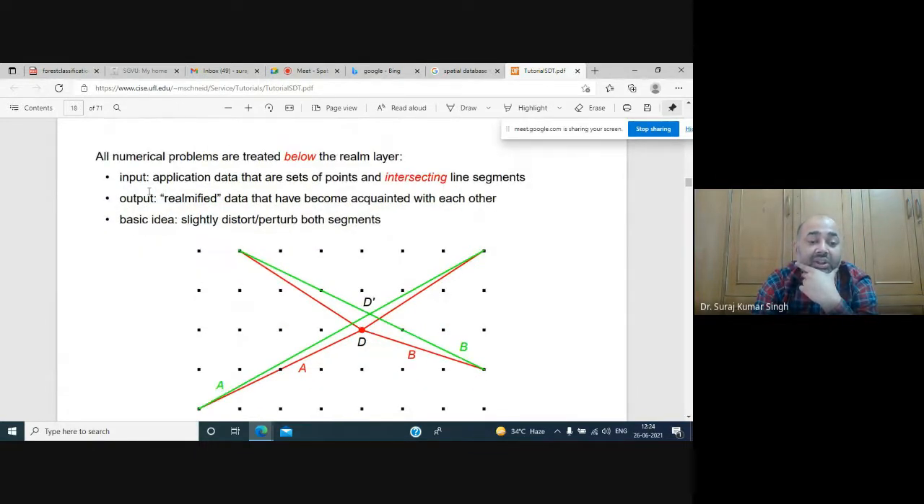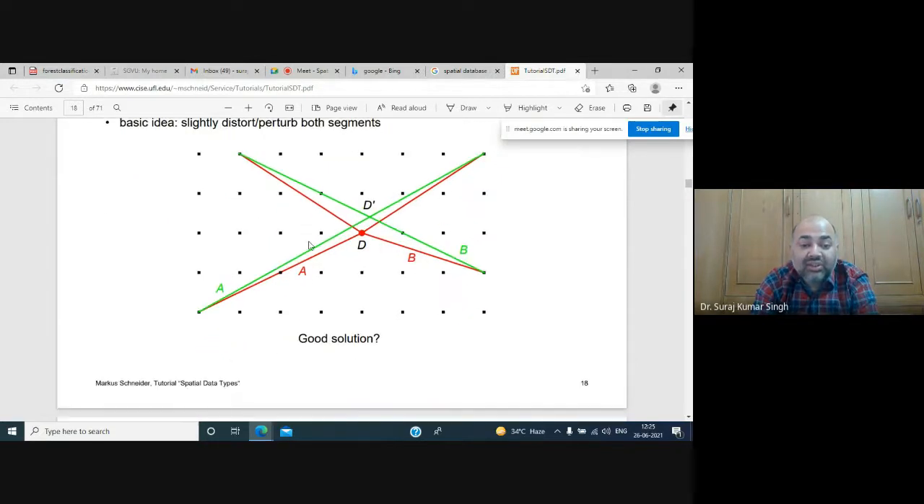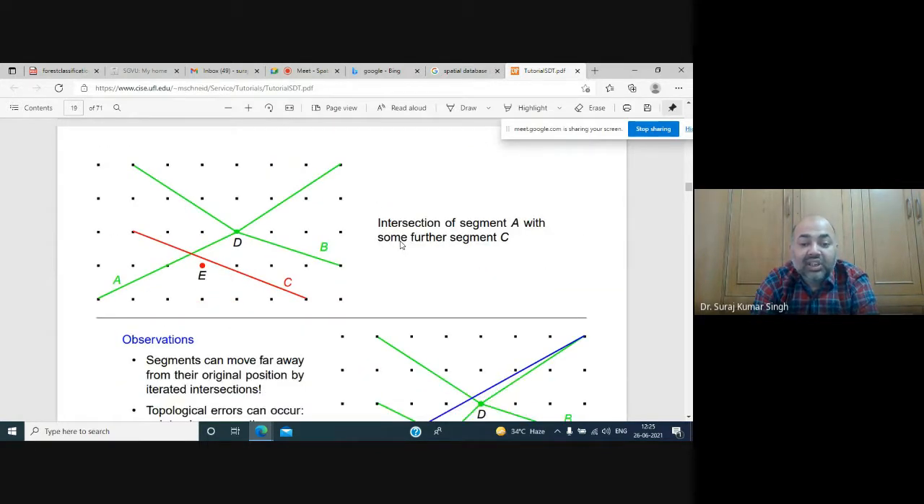That is the input. The input says the application data are sets of points and intersecting line segments. The output says the realmified data that have become acquainted with each other. The basic idea is to slightly distort both segments. So what is the best solution for the current example of how these segments are created? The best example is the intersection of segment A with some further segment C.